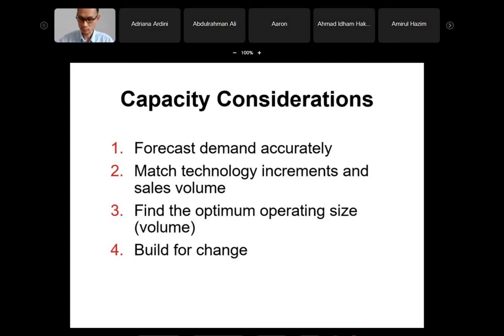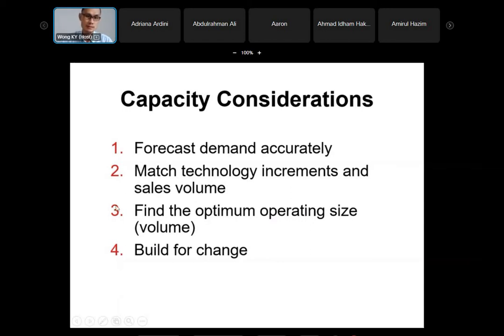No? Okay, now then I continue. When we do capacity planning, we have to consider these things. First, of course, as I said, you have to forecast demand accurately, because the demand that you have forecasted will determine how much capacity you plan. Second, based on the demand that you have forecasted, you have to match your capacity, or your technology increments or your process capacity, with the sales volume. The sales volume is the demand or the sales that you have forecasted.